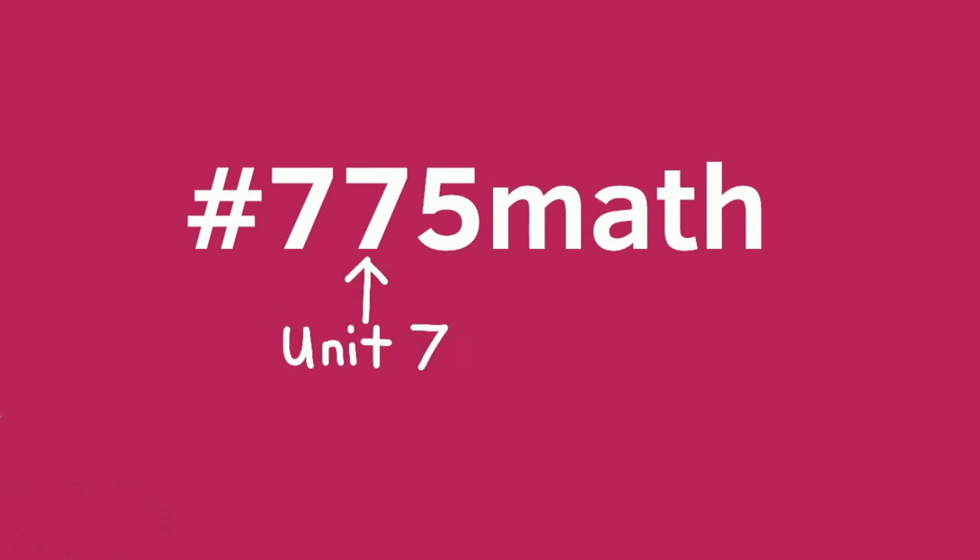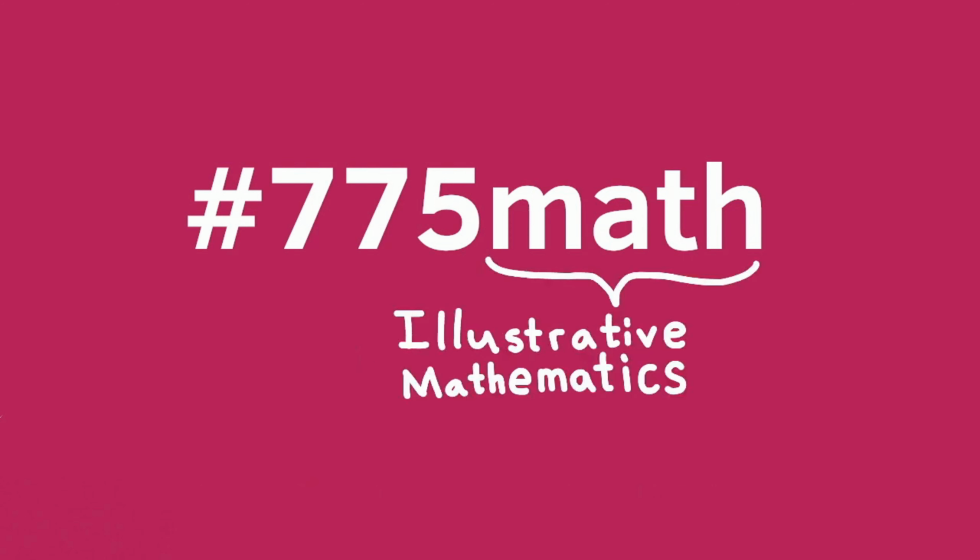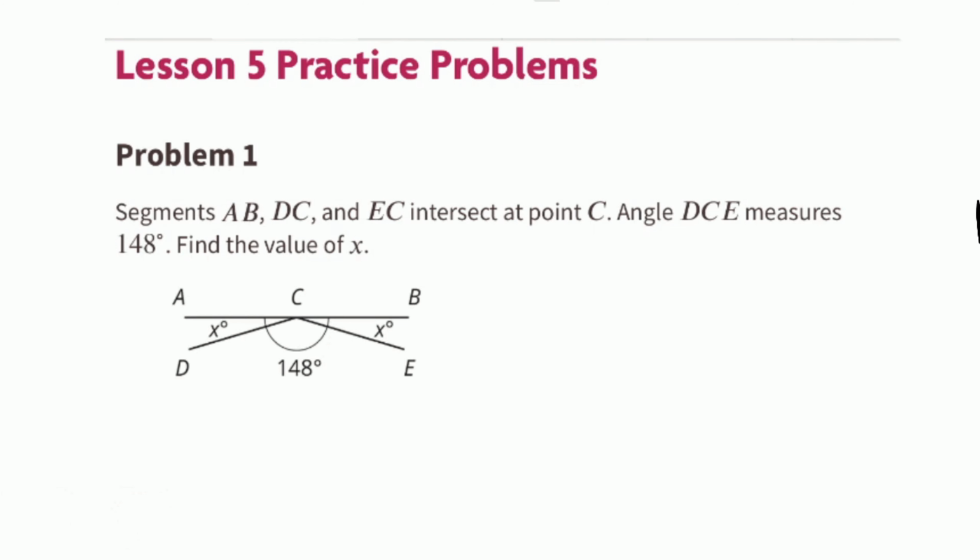7th grade, Unit 7, Lesson 5. Using equations to solve for unknown angles. Illustrative Mathematics. Problem number 1. Segments AB, DC, and EC intersect at point C. Angle DCE measures 148 degrees. Find the value of x.